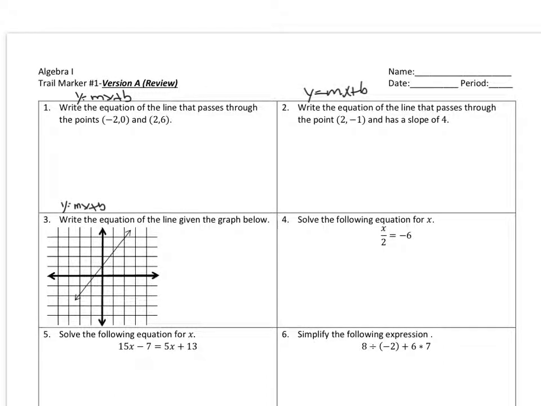Hey guys, Mr. Kruger here working on trail marker number 1, version A, which is going to be the review that you can use. This is the same 10 skills every single time, all through quarter 1, so you got to understand these 10 skills.